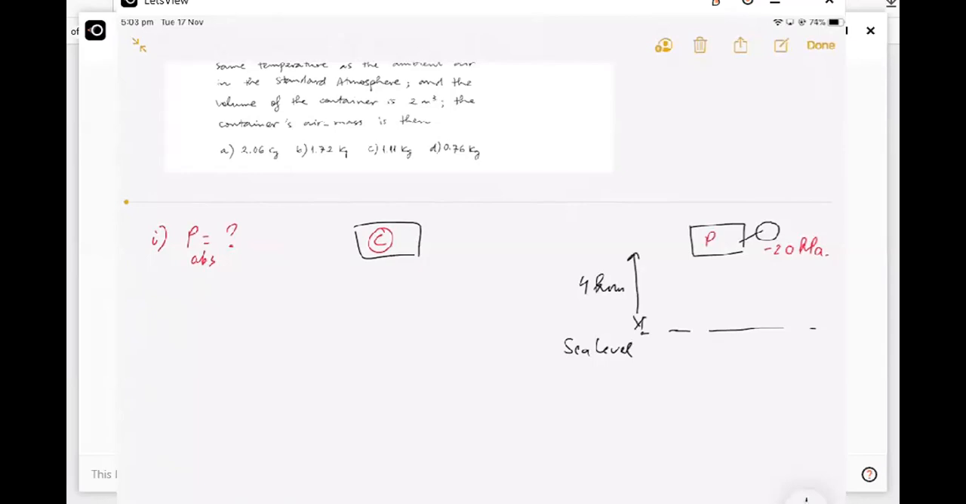Yes, you have ambient pressure. It's correct, because we have to find absolute pressure. The absolute pressure of air inside the container will be equal to gauge pressure plus ambient pressure. This is ambient pressure at 4 kilometer altitude, not at sea level, because the container is located at 4 kilometer altitude. The equation we had yesterday.